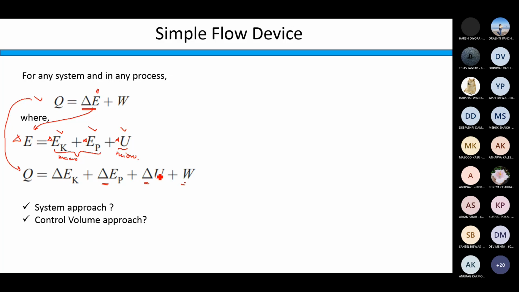Now we need to introduce the concept of control volume, and I'm going to ask you a question. What is the system approach? You have studied this in engineering mechanics, whereas this approach we are going to introduce now is the control volume approach, also called the CV approach. Whenever I write capital CV, it indicates control volume. So what is the system approach? Any idea?